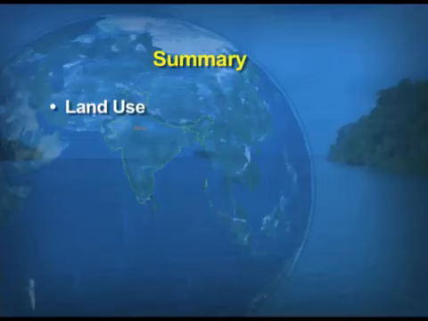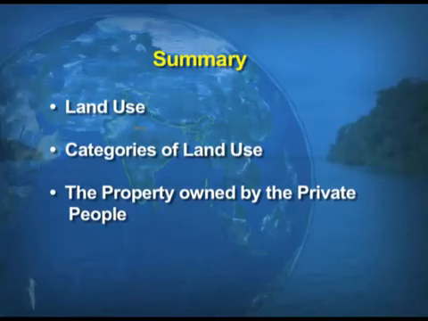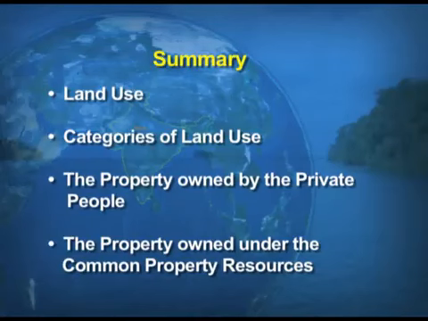So, dear children, right now we have discussed what land use is, what the categories of land use are under which the land is put, and we also talked about the property which is owned by private people and the property which is owned under the common property resource. And as the need of the hour is that we must improve the intensity of cropping from the same limited amount of land, we have discussed what the intensity of cropping is. And in continuation of the chapter, we will be talking about the different agricultural crops.